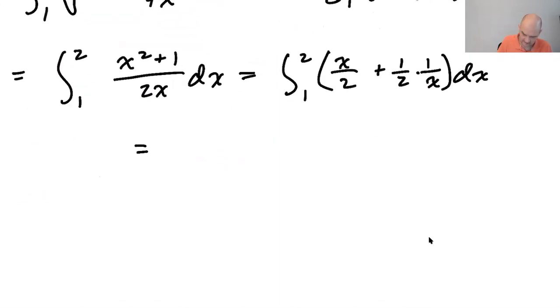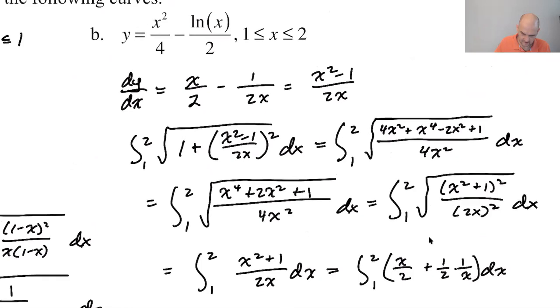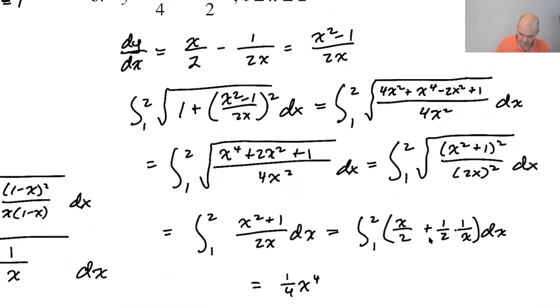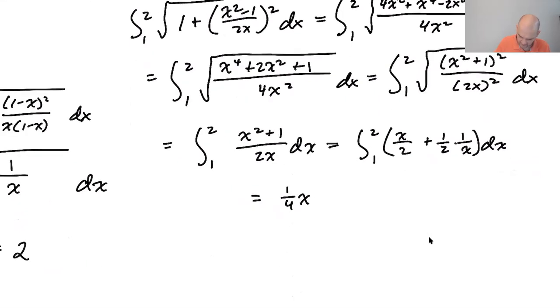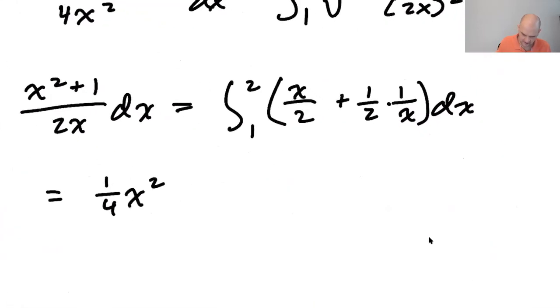So this is 1/4 x to the 4th. Is that the same thing we started with? No. Oh, whoa, holy crow. It is, and I'm wrong. Okay, so it's actually 1/4 x squared, which is the thing we started with. That's weird. Plus 1/2 the natural log of the absolute value of x. Is that the thing we started with? That's definitely not the thing we started with.